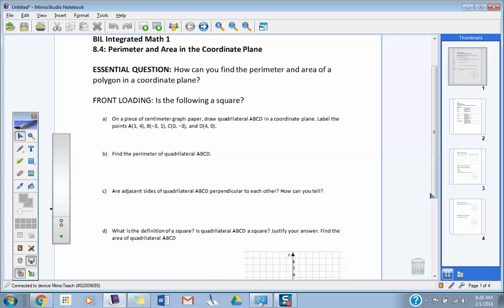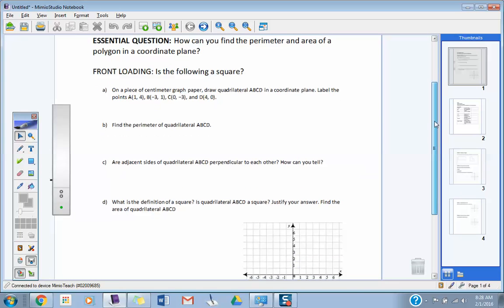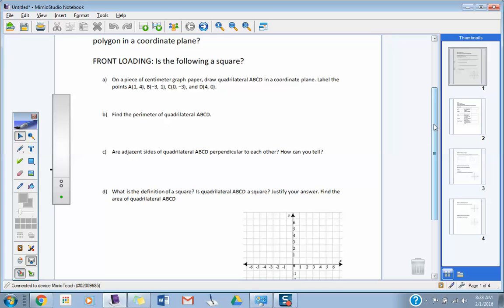Let's just jump into this a bit. So the front-loaded question, 4 parts to it. The front-loaded question says, is the following a square? Before I even jump into A, B, C, and D, how about some properties of squares? What do you know about squares, guys? What's one property? Give me a show of hands. What is a characteristic you know of squares? It has 4 sides.